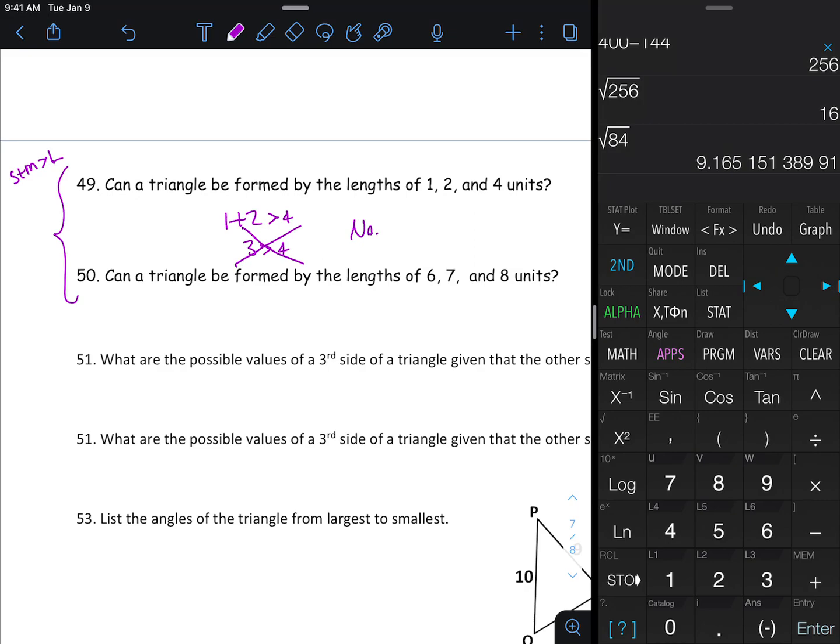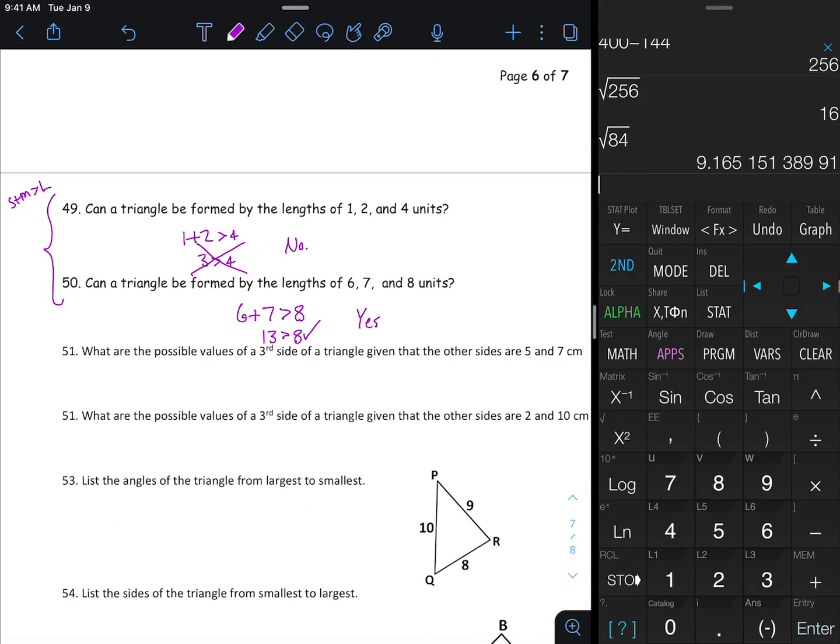Okay, now the next one, 6, 7, and 8. So let's go 6 plus 7. Is that greater than 8? That's 13 greater than 8. That is true. So can you make a triangle with these lengths? Yes, you can. Basically, the big idea is, if the lengths aren't long enough, you're not going to be able to close the figure up to a triangle.